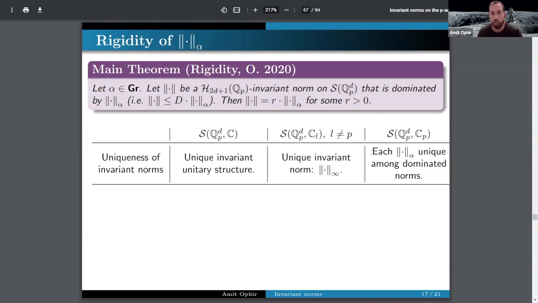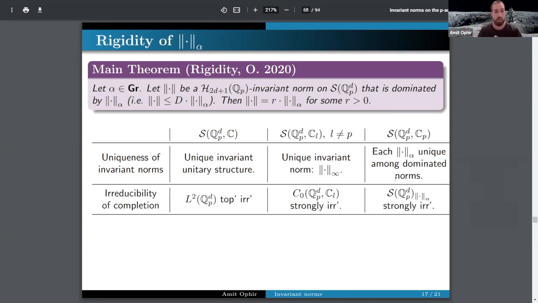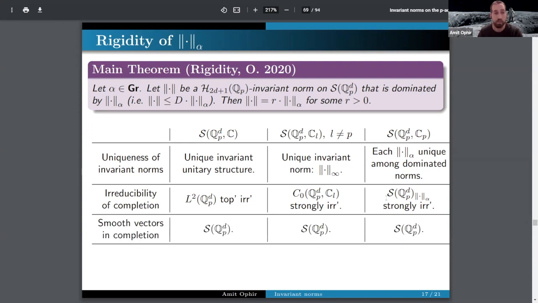Here, over C_p, we don't have uniqueness of invariant norms, but we do have this special family of invariant norms, these norm alphas. Each is unique among the invariant norms below it. When it comes to the reducibility of the completions, then over the complex numbers, the L2 completion is a topologically irreducible representation of the Heisenberg group. The completion by the sup norm over C_L is strongly irreducible, and over C_p, the completion by these norm alphas are also strongly irreducible. In all three cases, the smooth vectors in the completion are just the Schwarz functions.